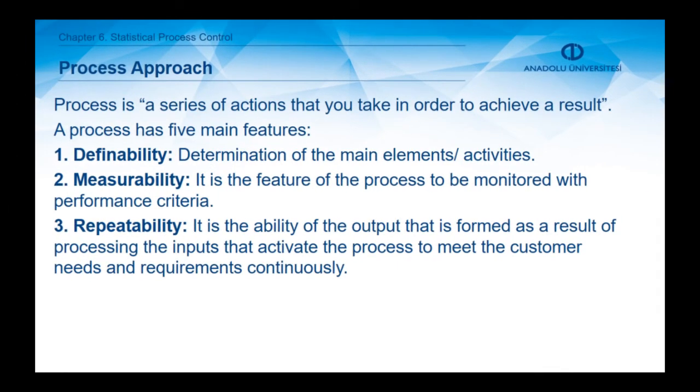Before we talk about the process approach, we need to know what a process is. A process is a series of actions that you take in order to achieve a result, whatever result, and it has 5 main features. The first one, definability, which is a determination of the main elements of activities. Businesses should determine what they are doing, what their facilities are, what the operation is. It has to be defined. The second one, measurability.